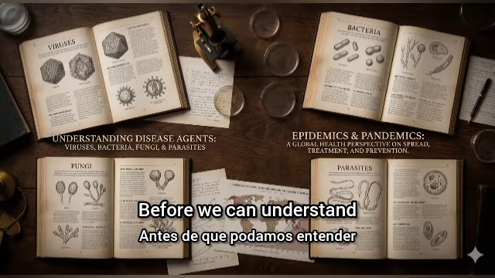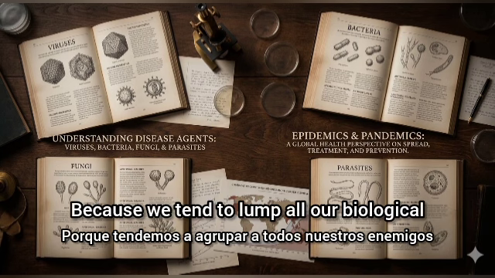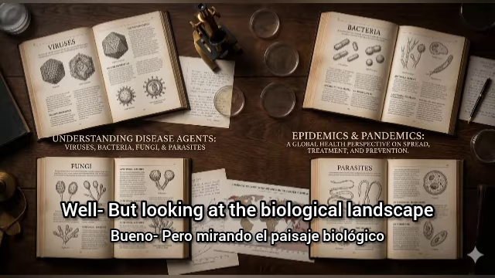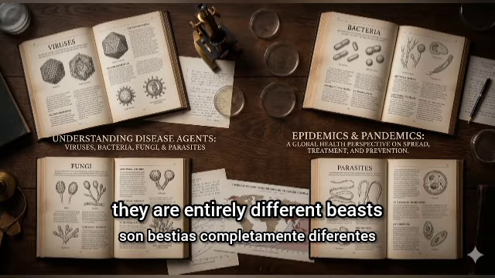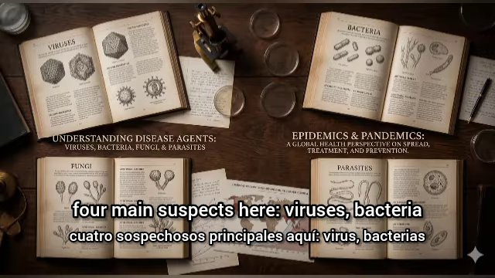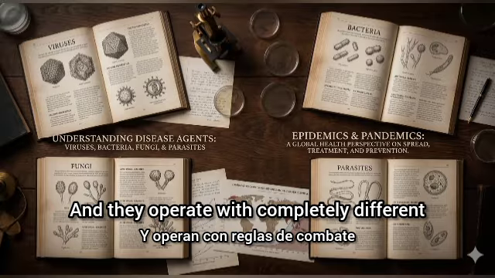Before we can understand how a global outbreak happens, we have to identify the culprits on a microscopic level. Because we tend to lump all our biological enemies together as germs. Exactly, just germs. But looking at the biological landscape, they are entirely different beasts. We're looking at a microscopic lineup of four main suspects here: viruses, bacteria, fungi, and parasites. And they operate with completely different rules of engagement.